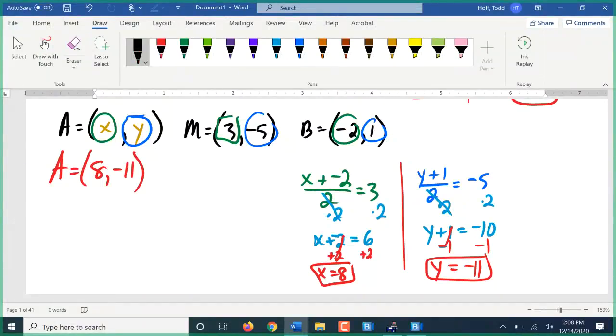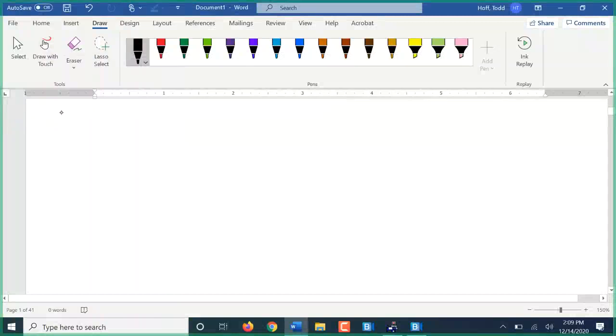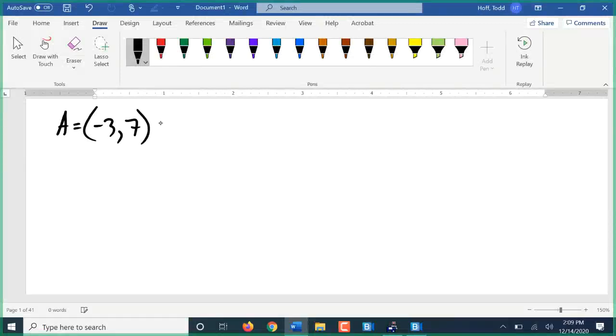Any questions on that process? Let's have you try one in your notes. A equals (-3, 7). Our midpoint equals (2, 1). Find point B. I'll give you a minute to work that out.